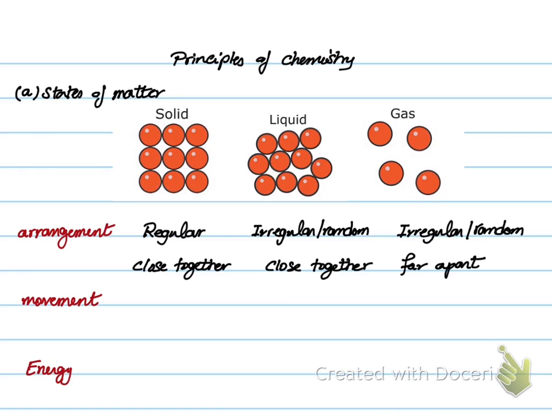So particles in liquid and gas are irregular, but particles in liquid are close together and particles in gas are far apart. Particles in gas are more random than particles in liquid, and particles in solid are closer together than particles of liquid. That's for the arrangement.